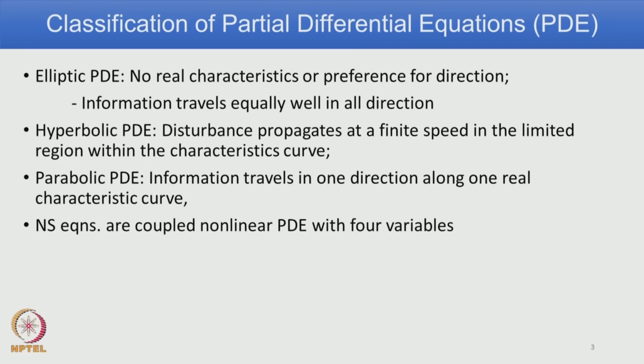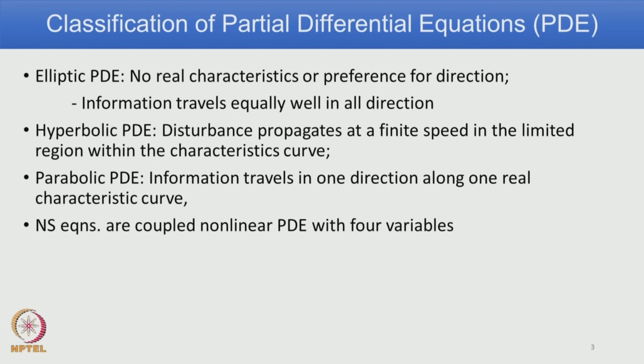Review of the last few slides: we mentioned that elliptic PDEs have no preference for direction of information travel or solution propagation. In hyperbolic PDEs, disturbance propagates only at a finite speed in a limited region, and today we are going to see hyperbolic PDE. We also went through parabolic PDE by taking the example of the diffusion equation, and we also explained we are not able to classify the Navier-Stokes equation under any one particular category.